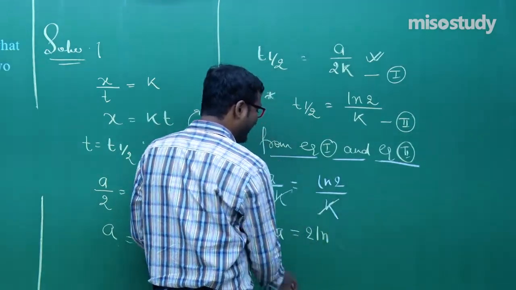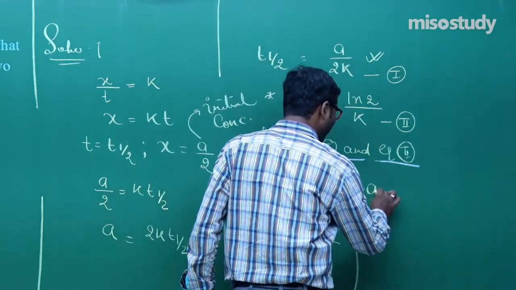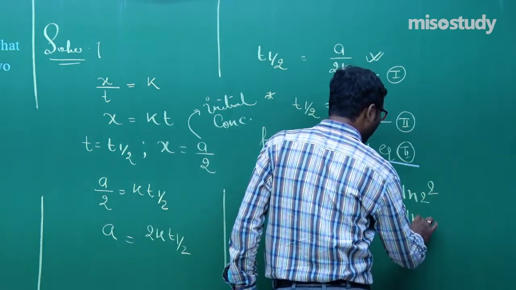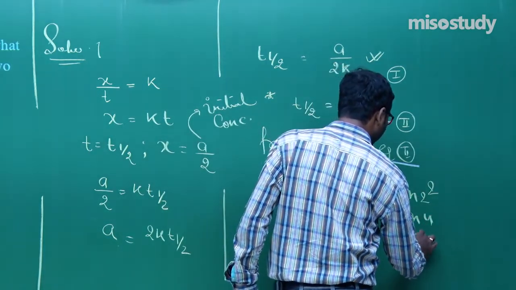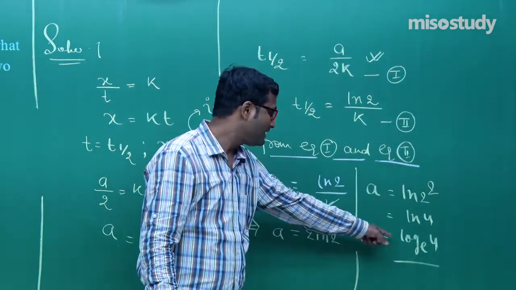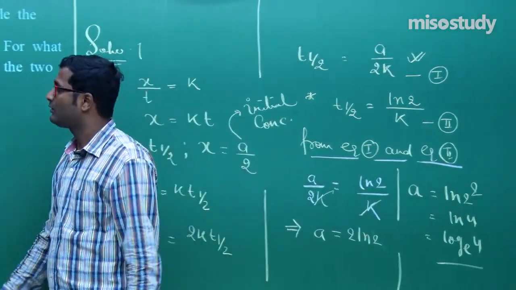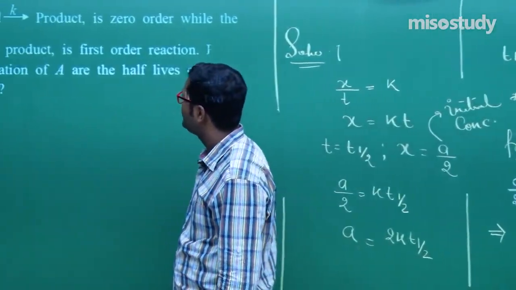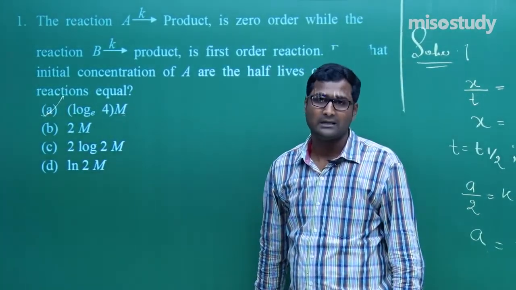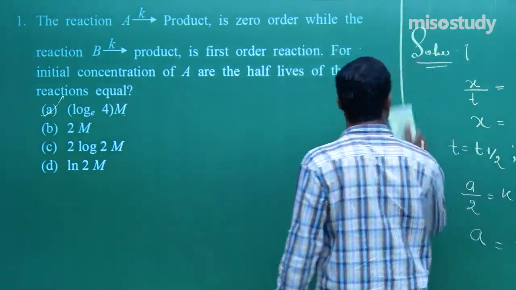2 ln 2, or it can be represented like a is equal to ln 2 to the power 2, that is ln 4, or it can be written like this, log e 4. Am I right? The final answer is log e 4. Now I am moving here, check it out. Now look at the options here, what is the correct option? This is A. For question number 1, A is the correct option. Clear? Now I am going to rub this part and we will discuss a few questions.